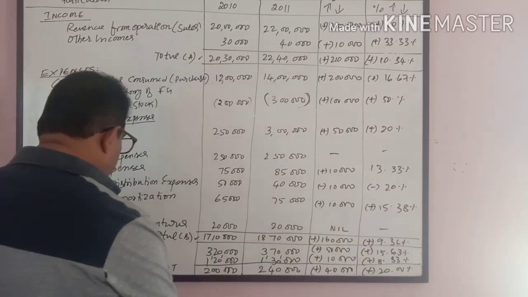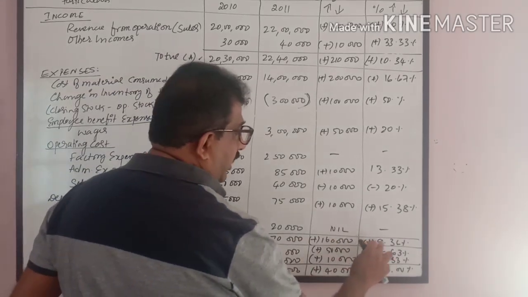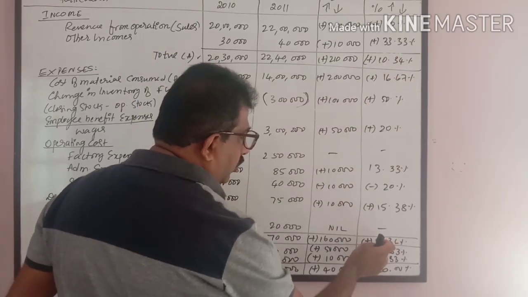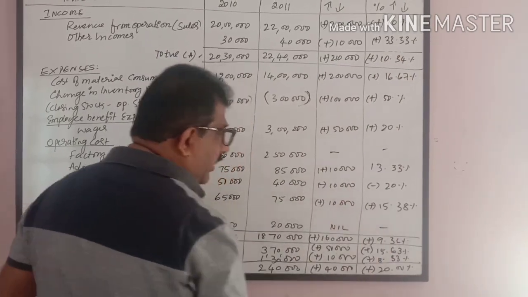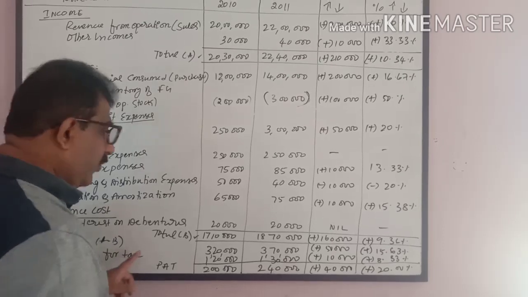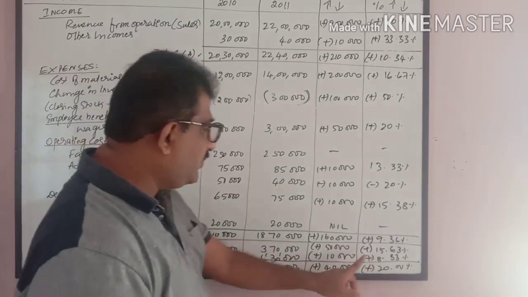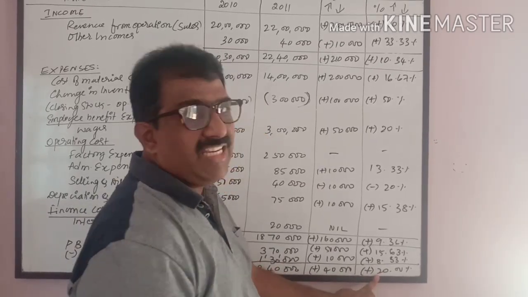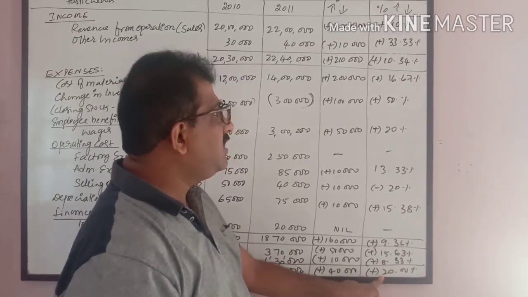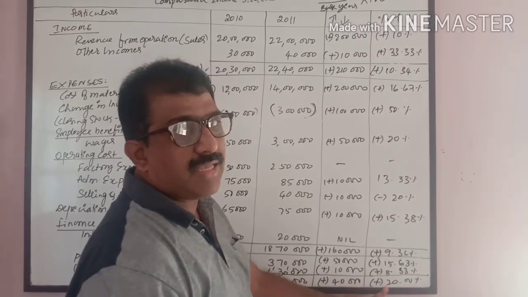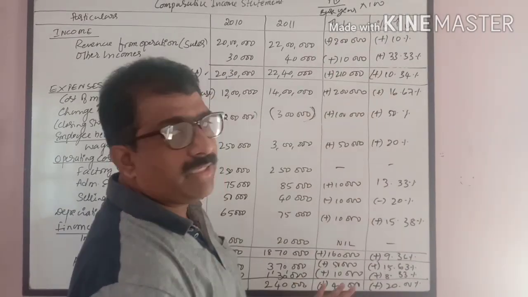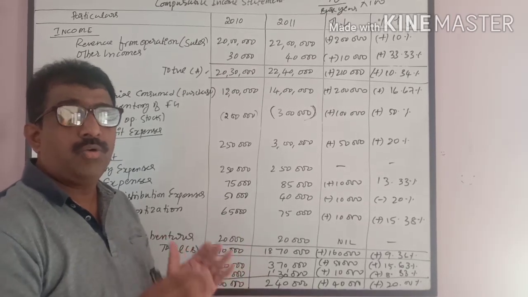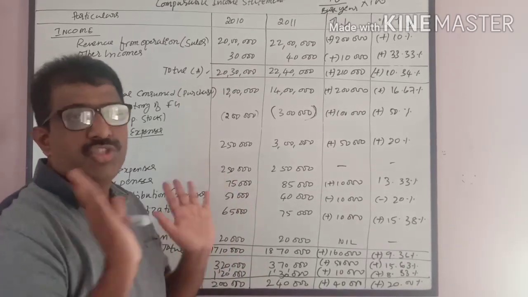So when you look at the total expenditures, 9.36%. Total income is increased by 10.34%. Total expenses increased by 9.36%. Profit before tax is 15.63%. Profit after tax is increased by 20%. So this is how we have to write an analysis or interpretations for the income statement. I'll take the same problem and I will show how to work out common size income statement.